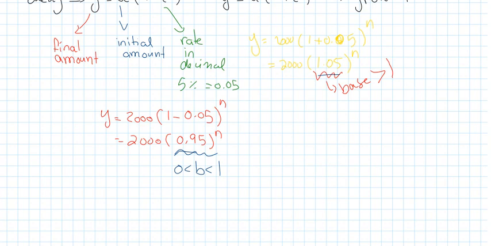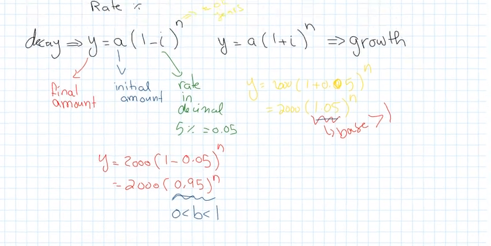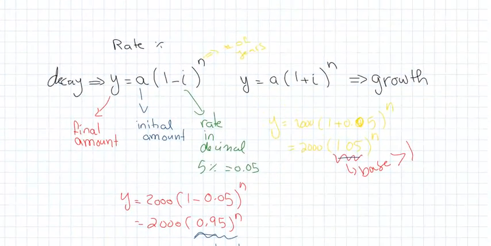And then again, if I have a rate question, I'm going to start with either one of these formulas: y equals a(1 minus i) to the power of n if I have a decay, or a(1 plus i) to the power of n if I have a growth. And you know it's a growth or a decay by looking at the words. It's either a decrease or an increase. Usually these are the words that they use, or growth or decay. Are you guys okay with this type? So this is what we cover in grade 11.